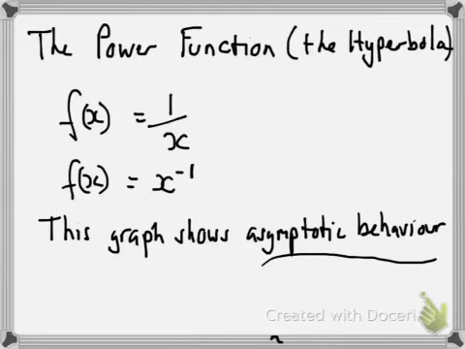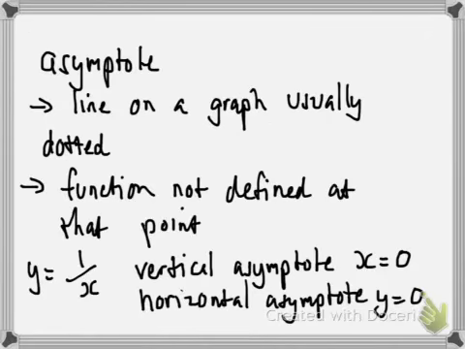Let's start from scratch. Asymptotes are lines on a graph for which that graph or that function is not defined. And this is the first graph that we looked at this year. Line on a graph, it's usually dotted or dashed, so it's easily visible. The function is not defined at that point. And 1 over x, this graph has a vertical asymptote at x equals 0 and a horizontal asymptote y equals 0.